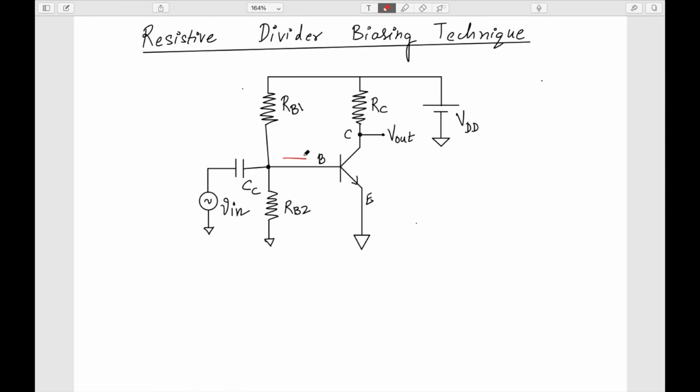So here I have my current IB, and I have this current IRB1, and the other current flowing is IRB2. And of course we know that this current is split, so one side is going as IB and one side is going this side. We can solve this whole network by using simple KCL and KVL, but we will not be doing so.